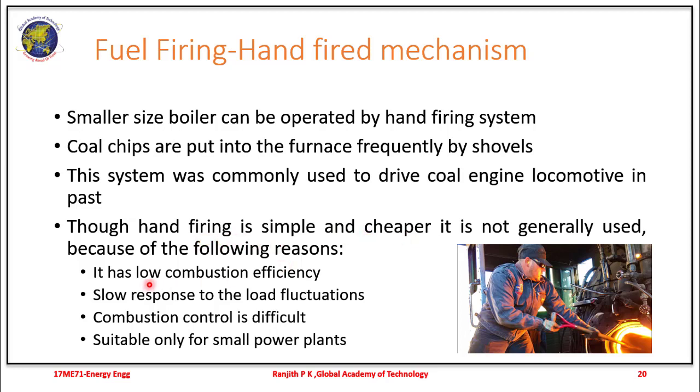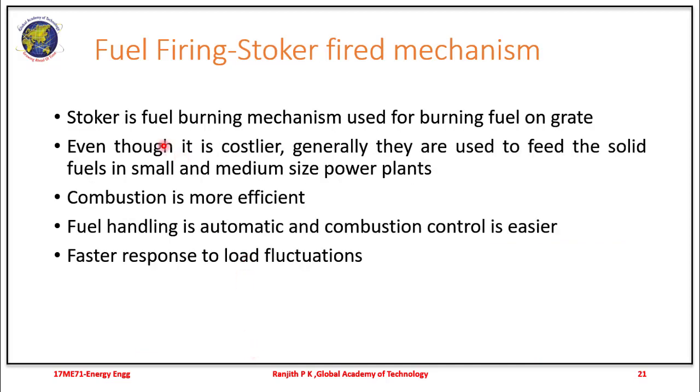Why? Because though hand firing is very simple and cheap, it has low combustion efficiency, and in case of any load fluctuations, it is very slow in responding. And the biggest disadvantage here is that combustion control is very difficult, because once the coal is put into the boiler from the shovel, the combustion cannot be controlled, and it is suitable only for small scale power plants. A stoker is nothing but a fuel burning mechanism used for burning the fuel on a grate.